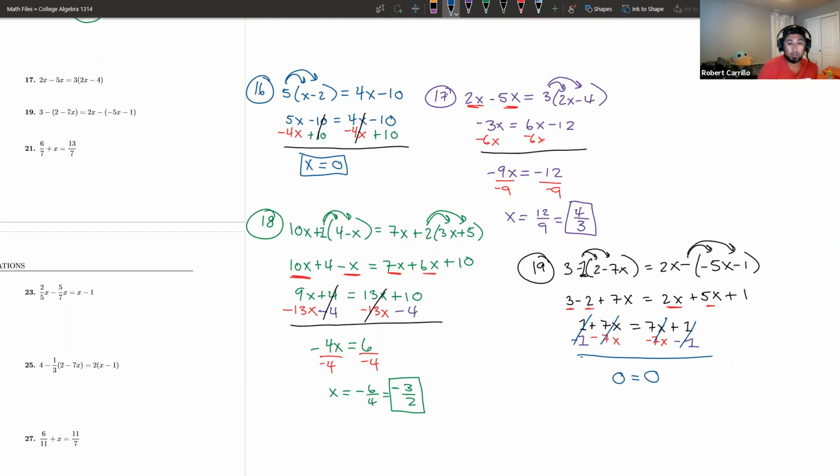So if you ever come across 0 equals 0, your answer is infinitely many solutions. This means whatever number you plug in, you're always going to get a true statement. So pick whatever number you want and play around. Okay, awesome.